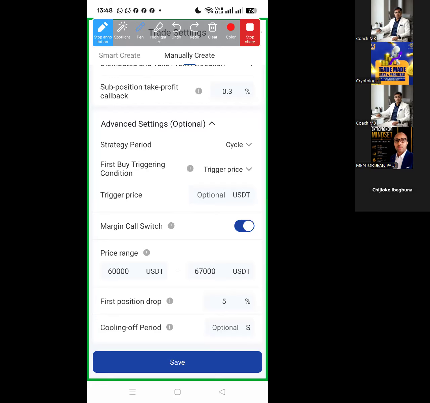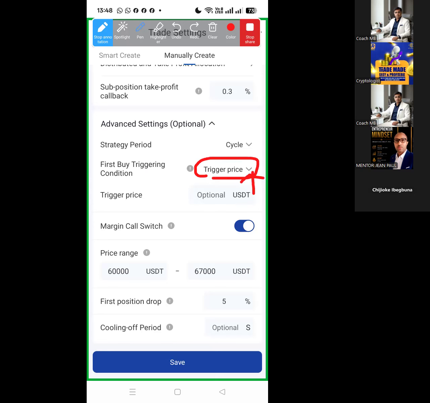So what else you can do? What else can you do? So these are just the basic settings of advanced settings. If you want to go deeper into more advanced settings, what you can do here, you can click on this drop down arrow.